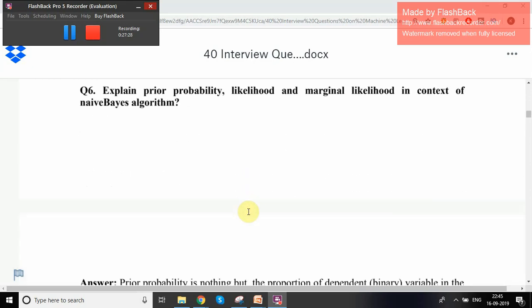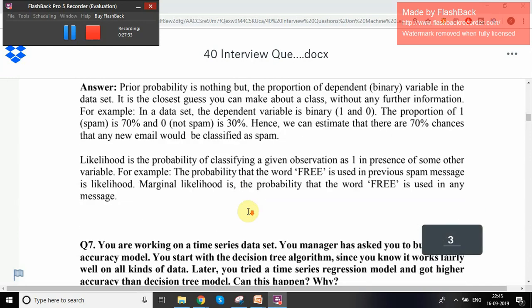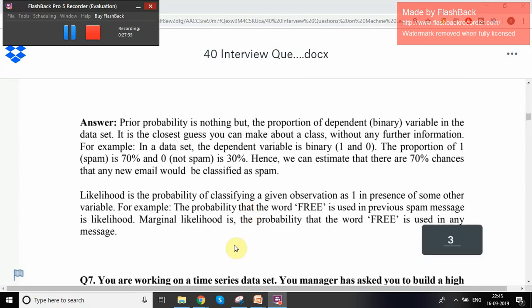Explain the prior probability, likelihood and marginal likelihood in the context of the naive Bayes algorithm. Prior probability is nothing but the proportion of the dependent variable. That depends upon the variable, for example 30% and 70% of the data, which we try to classify, and then we try to work on them.